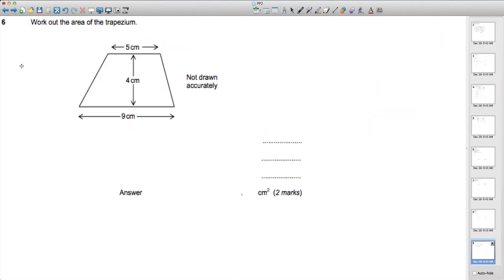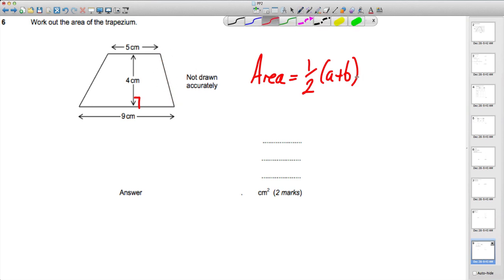Question 6. Work out the area of a trapezium. This is given in the formula booklet. This formula is absolutely easy. It's a half the parallel sides added up times the perpendicular distance that they are apart. Remember, it's that distance, not, let's say, that distance if they gave it to you. It's the perpendicular distance the parallel sides are apart.